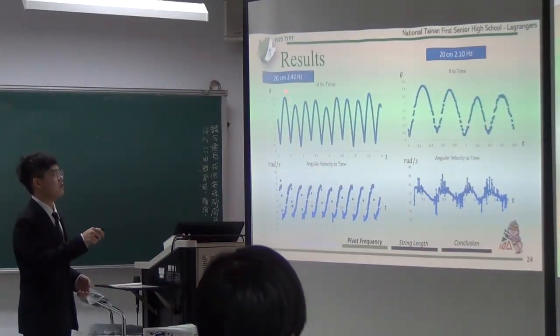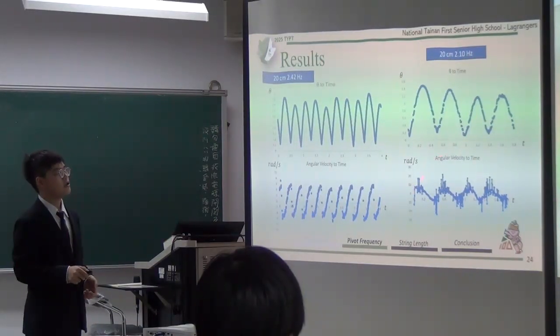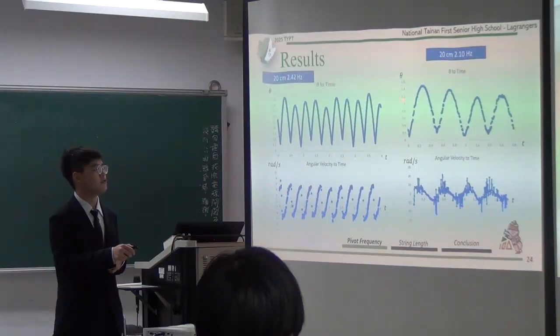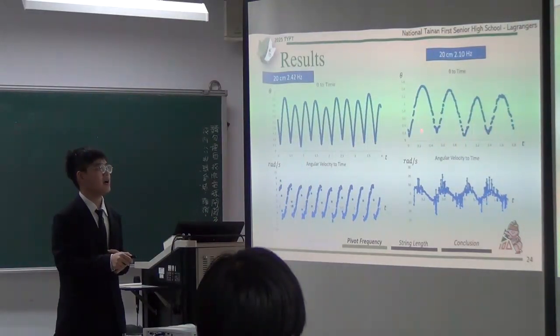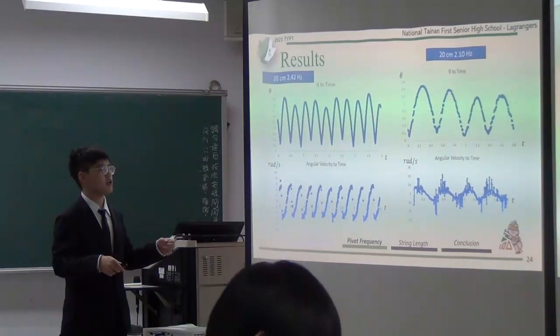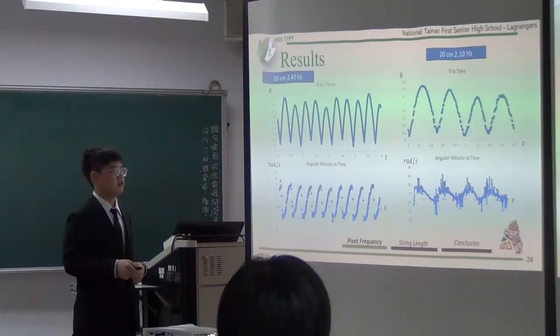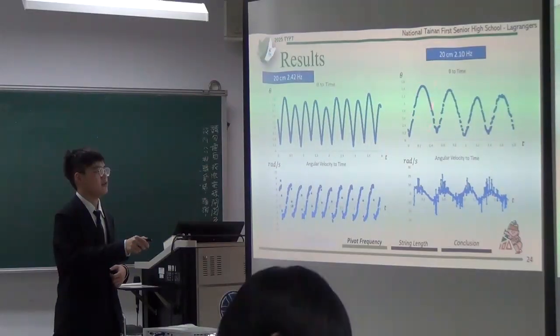And this is the result of 2.42 Hertz and 2.1 Hertz. So at 2.1 Hertz, it is very, very close to the resonance, and the amplitude is bigger than 90 degrees. So at here, the conditions are pretty unstable. So we can only consider the conditions of this state right here.